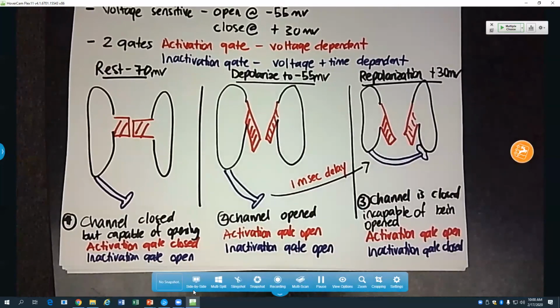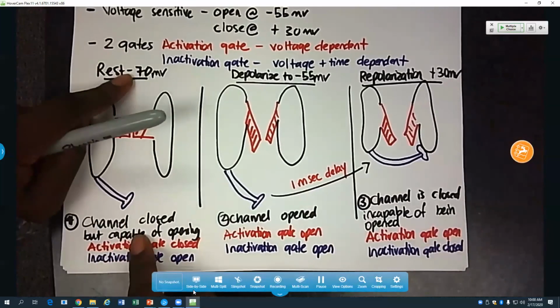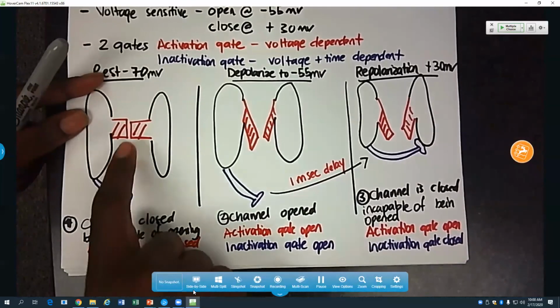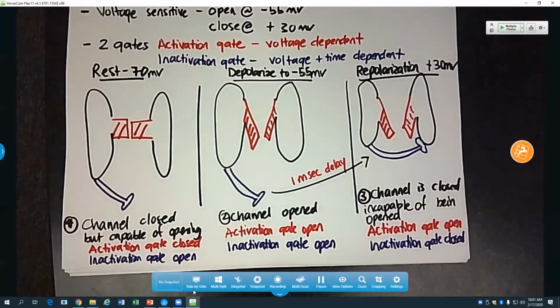The channel is closed here and incapable of being opened until our membrane potential repolarizes all the way back down to rest. That's when we'll have the activation gates closing once again and the inactivation gate opening once again. Okay.